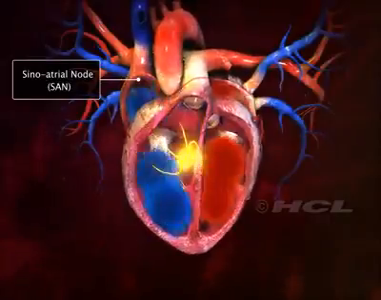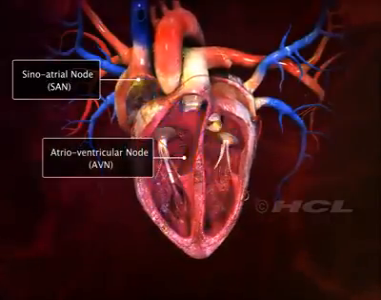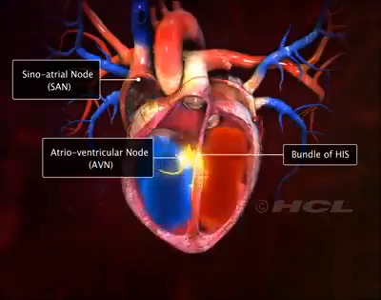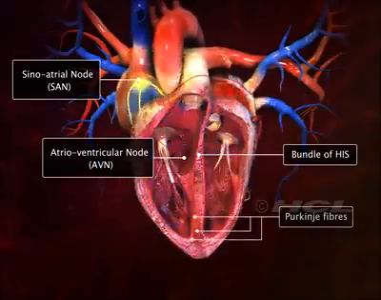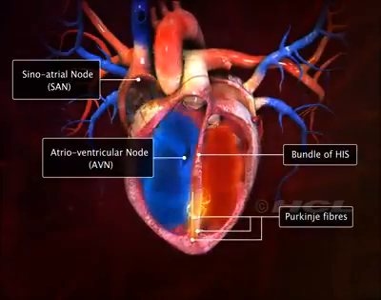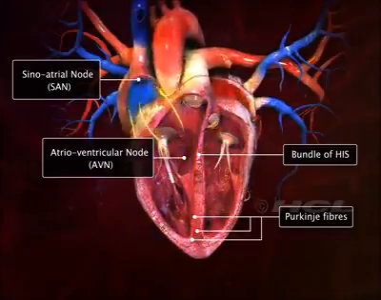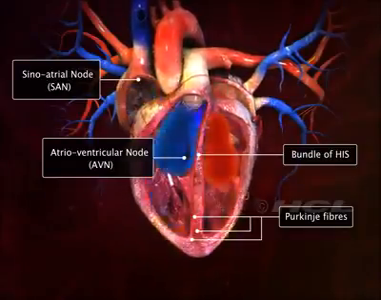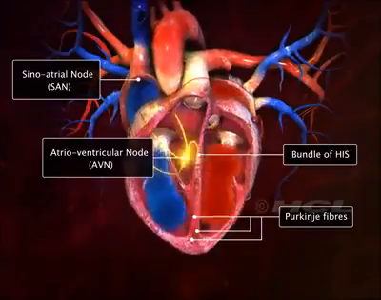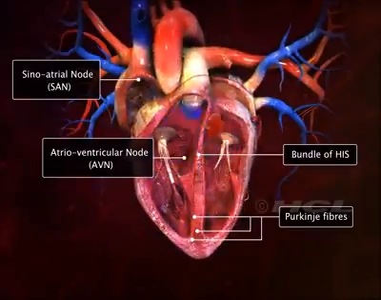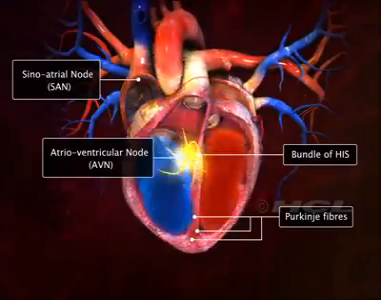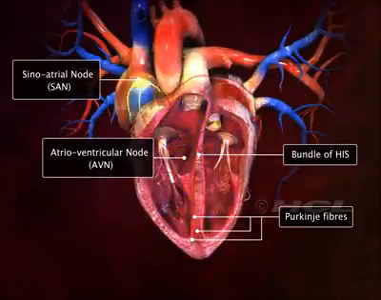The sinoatrial node, atrioventricular node, bundle of His and Purkinje fibers represent the specialized cardiac tissue. These fibers are autoexcitable, as they have the potential to generate electrical activity without any external stimuli. This makes the heart beat continuously.